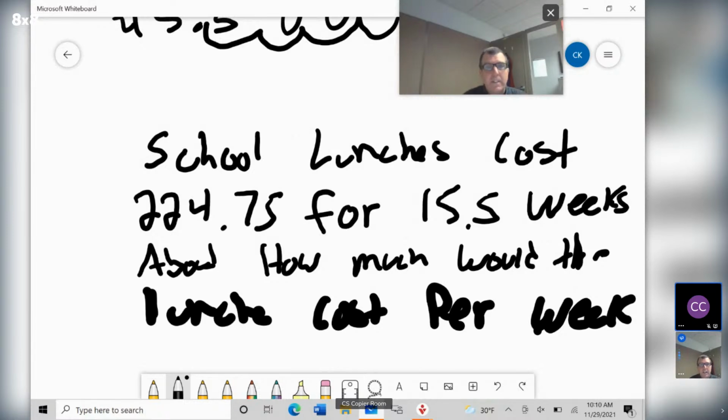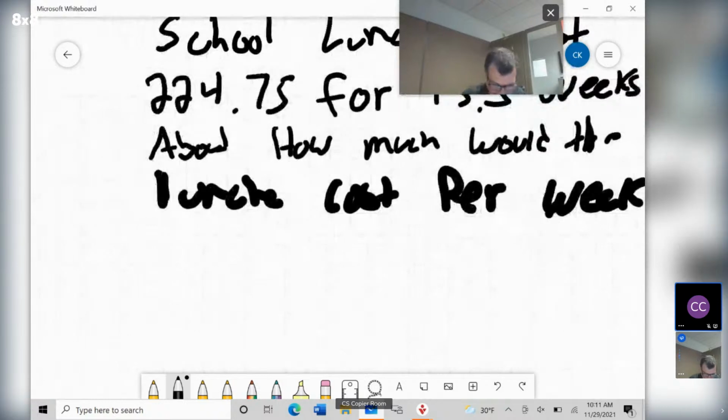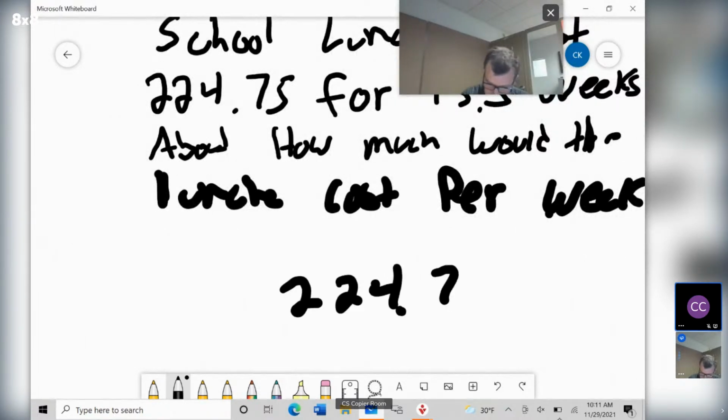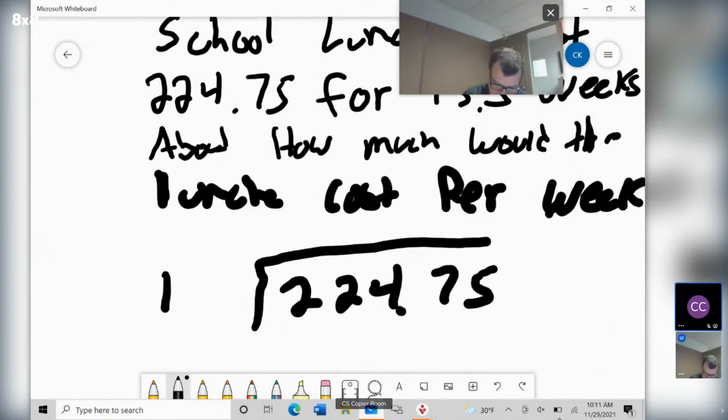So basically, you guys, this is not going to be a multiplication. It's going to be division because we're trying to find per week. Okay, so this is a division problem. So what we're going to do is, we know what the total cost is, $224.75. And we know for 15.5 weeks. So we want to try to find out how much they cost per week.